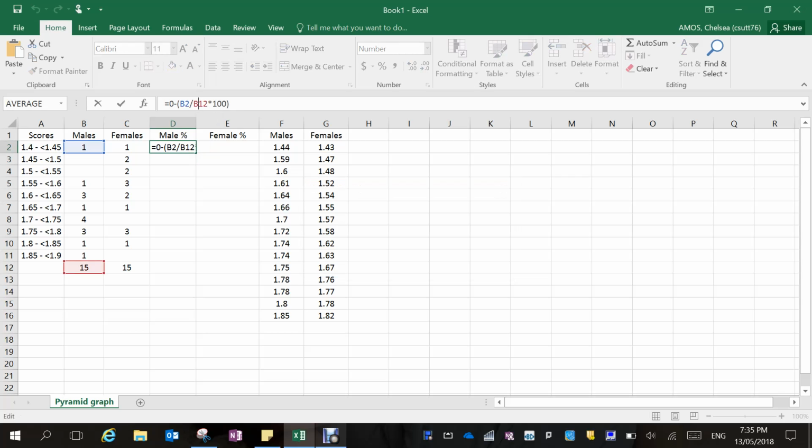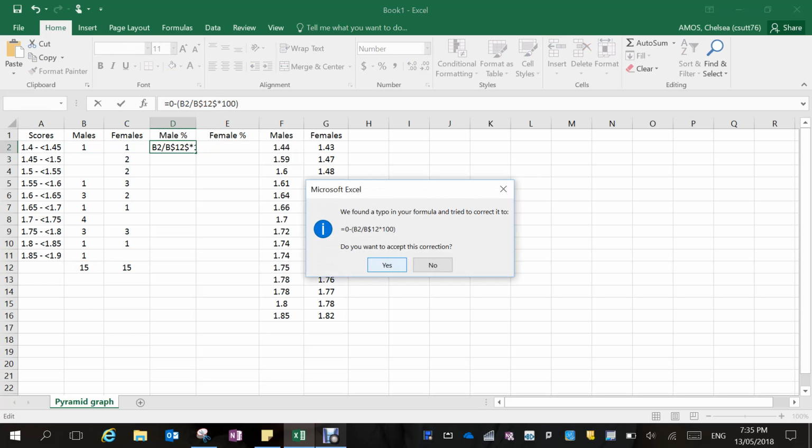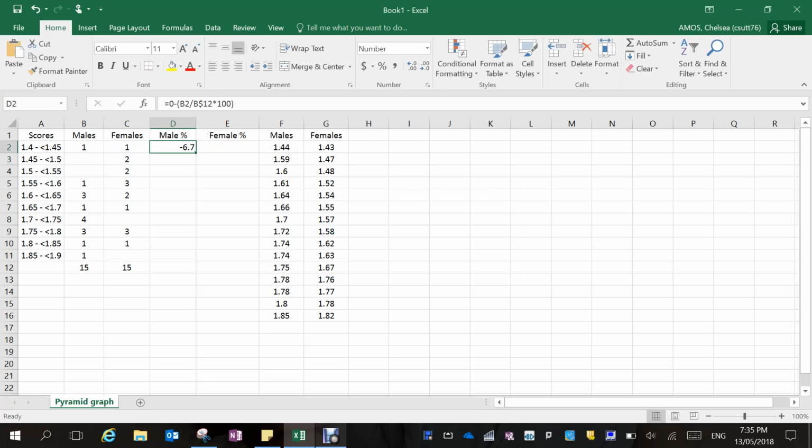Now what I need to do is I need to put a dollar sign before the 12 and after the 12 when we're looking at a total. What that actually does is that helps us extend that formula out for the rest of the males. And I'm going to do the exact same thing with the females. I'm just not going to make it negative.